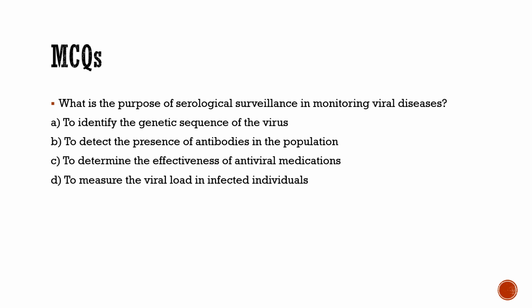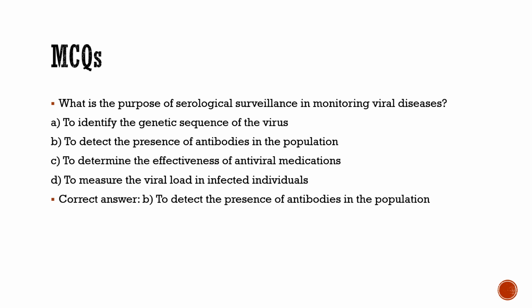What is the purpose of serological surveillance in monitoring viral diseases? A. To identify the genetic sequence of the virus. B. To detect the presence of antibodies in the population. C. To determine the effectiveness of antiviral medications. D. To measure the viral load in infected individuals. Answer is B. To detect the presence of antibodies in the population.